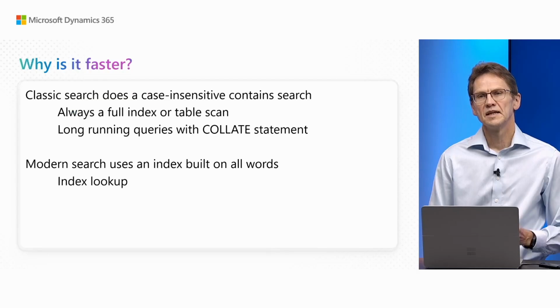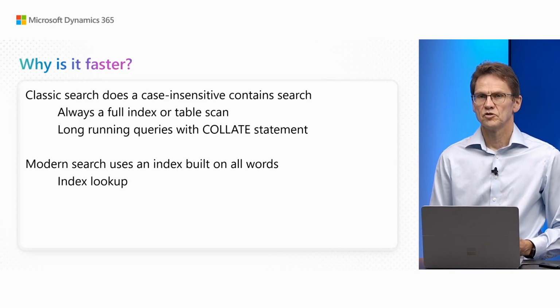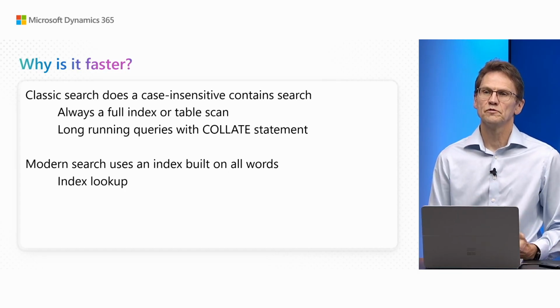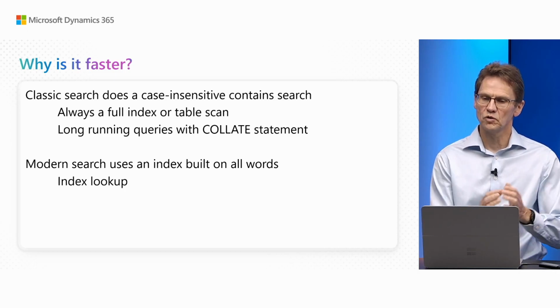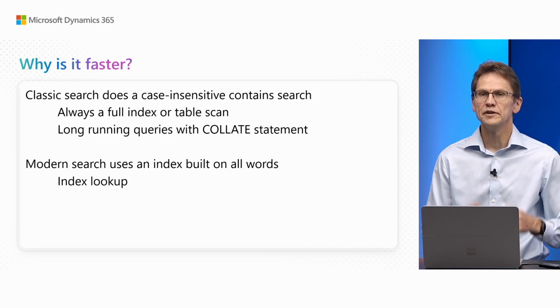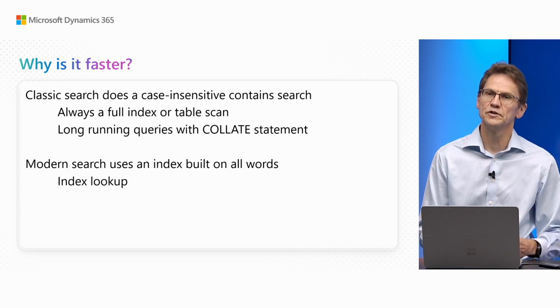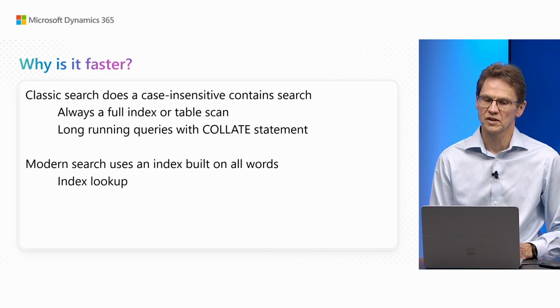Now you might wonder why this is so much faster. Well, the legacy search does a case insensitive contain search. So it basically makes it impossible for SQL Server to use indexes. So it always requires you to read the full table or the full index to find it. And you will have seen this in long-running queries telemetry, where you see queries with collate statements, which normally come from the page search functionality.